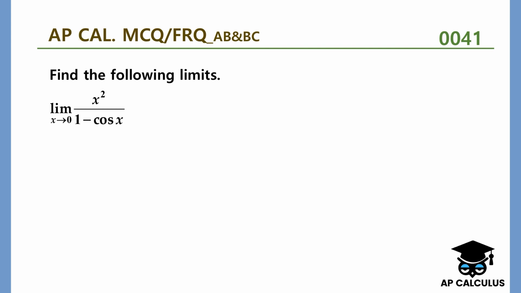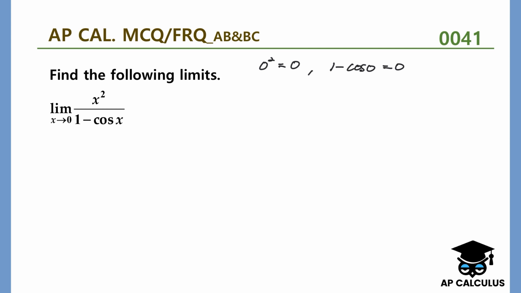Question number 41. We have the limit as x approaches 0 of x squared over 1 minus cosine x. First thing I'm going to do is substitute 0 for x. The numerator will be 0 squared, which is equal to 0. The denominator is 1 minus cosine 0. Cosine 0 is equal to 1, so 1 minus 1 is also 0. So we will have to transform this expression using trigonometric identities.